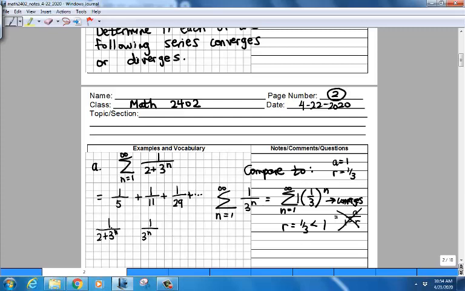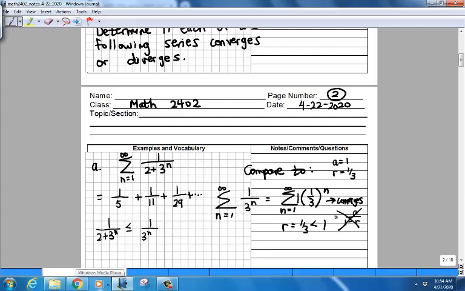Well, what is the relationship between 1 over 2 plus 3 to the nth power and 1 over 3 to the nth power? Of course, these quantities are very similar, but this side is going to be a little bit smaller. Notice in the denominator you're adding the number 2, and when you increase the denominator of a fraction, you make the fraction smaller. Since this denominator is a little bit bigger than this denominator, that means 1 over 2 plus 3 to the nth power is less than, I think, 1 over 3 to the nth power.